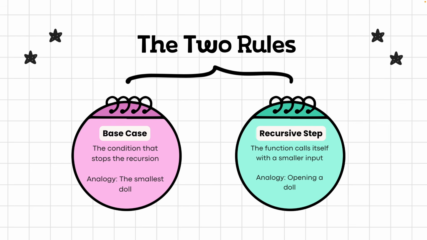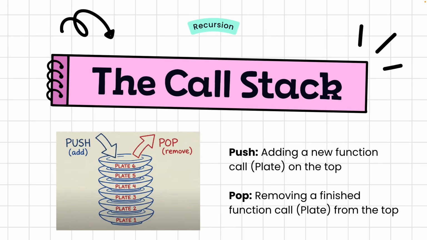So a question is, how does the computer remember where it was? It uses the call stack. Imagine a stack of plates. Every time a function calls itself, the computer adds a plate to the stack. When it hits the base case, it starts removing them one by one from top to bottom, passing the answers back down. So basically, push means adding a new function call on the top, while pop means removing a finished function call from the top.